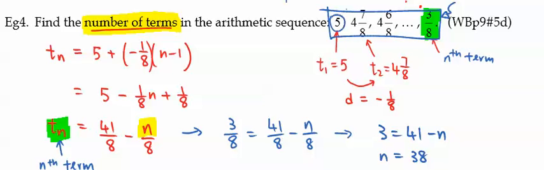Starting from 5 as your first term, you will have term number 2, term number 3, term number 4, number 5, number 6, number 7, all the way to term number 38. This will now be the 38th term in your arithmetic sequence.